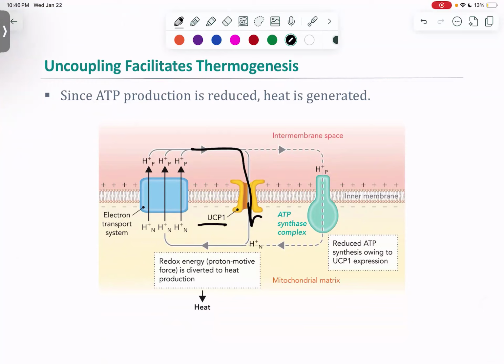UCP1 is also called thermogenin, and it controls thermogenesis. It's expressed very, very highly in certain fat cells called brown fat. They're called that because they have a higher level of mitochondria, and the cytochromes in the mitochondria give it a brown color.